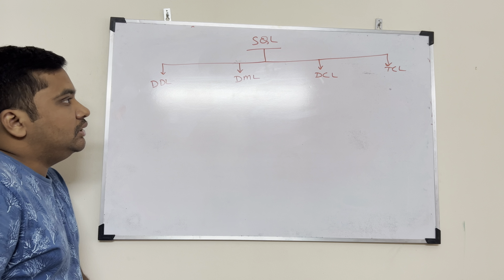Creating objects, to create these objects we need a DDL command, data definition language command. Data definition works only on the structure of the object. It is not going to work on the data. It works only on the structure. That is called creating the objects.